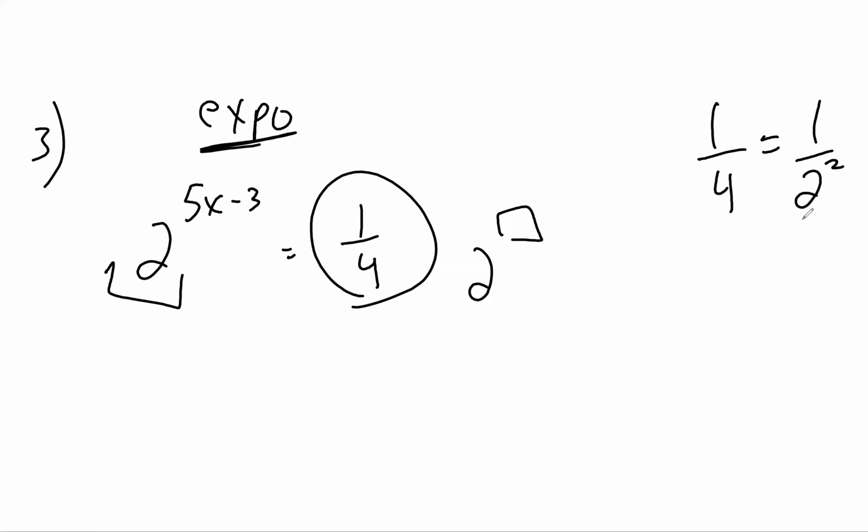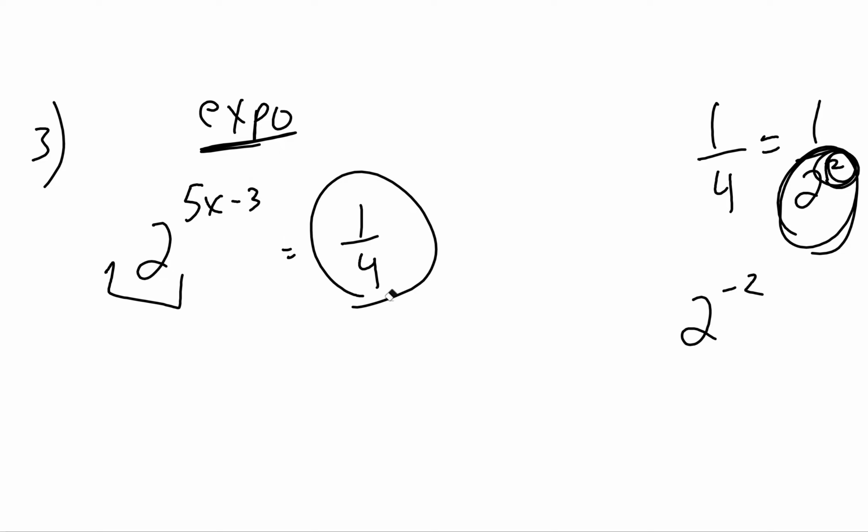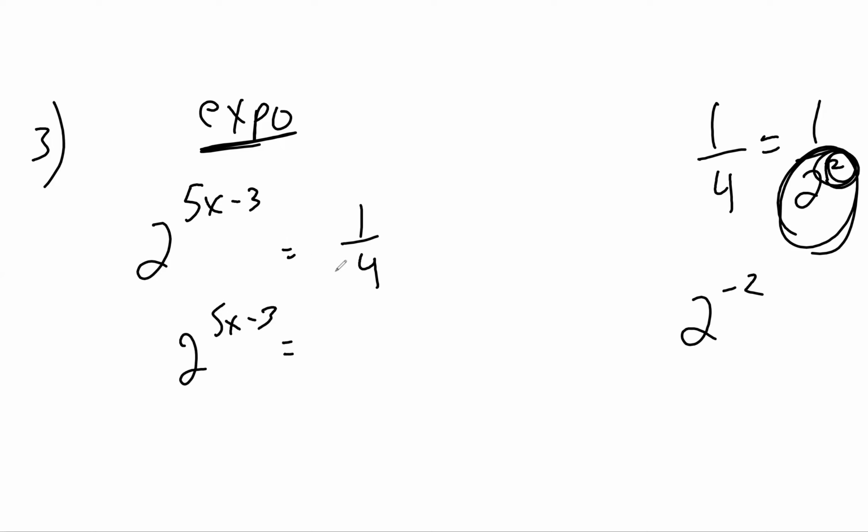And if I have a number that's in the bottom, how do I get it up to the top? Well, don't I take this exponent and I make it negative? Yeah. And so what's going to happen is we're going to say, of course, on the left-hand side that 2 to the 5x minus 3 stays the same. This 1/4 becomes 2 to the negative 2. And now I don't have to worry about this.